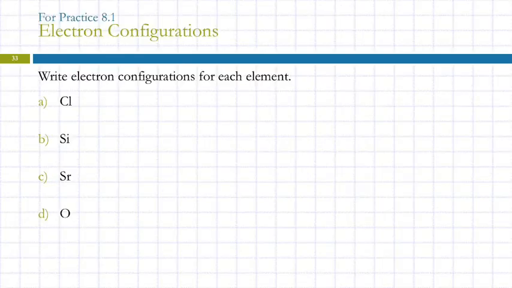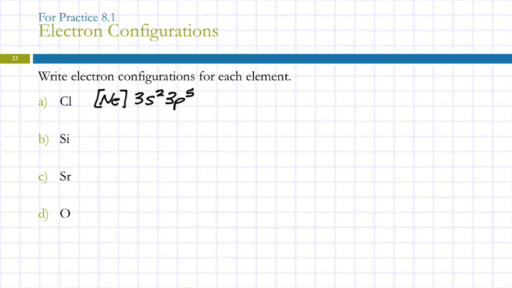Okay, so let's look at these. Cl. We don't have a periodic table on the screen, but we've got one on the wall. So what's the noble gas right before chlorine? Neon. So we can abbreviate this by just starting off with neon and then going from there. So after neon, what are we going to have? 3s2 and then 3p5. Chlorine's in group 7, and so if we look at this, we've got 7 valence electrons.